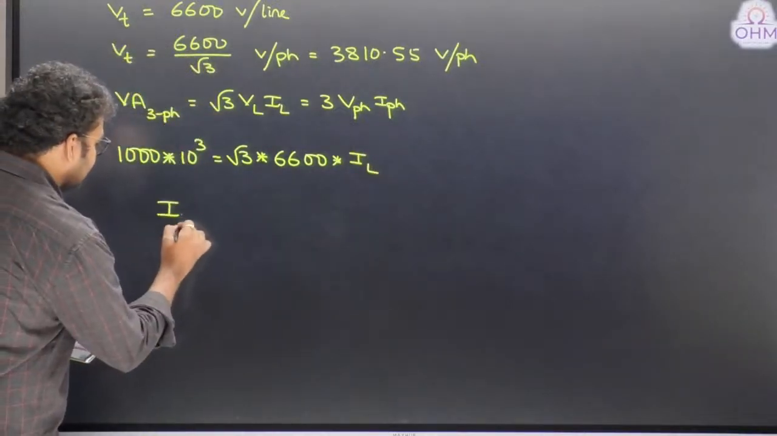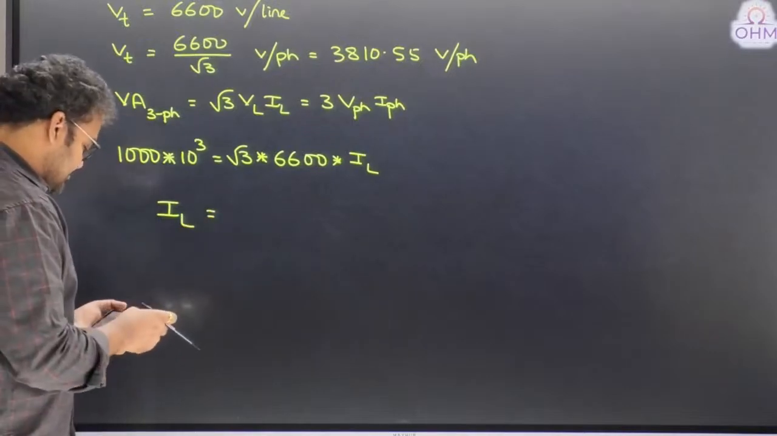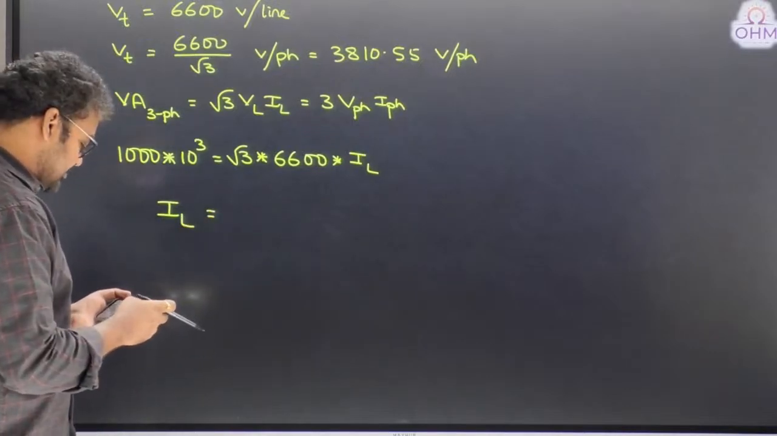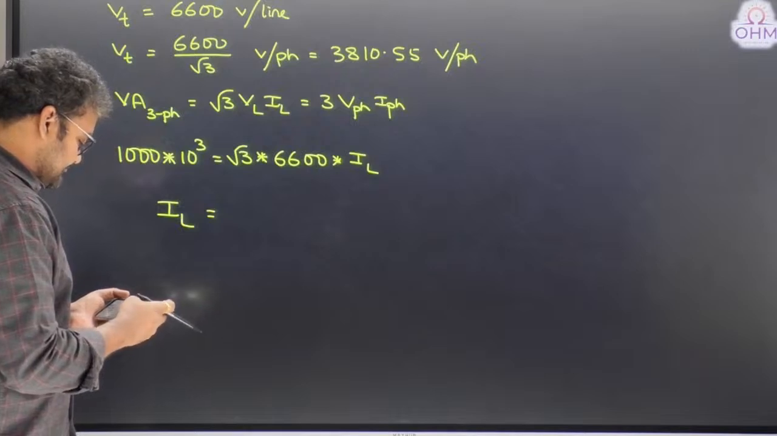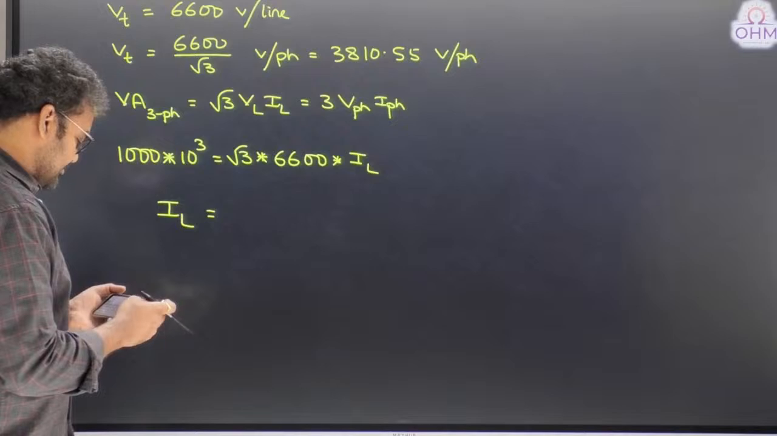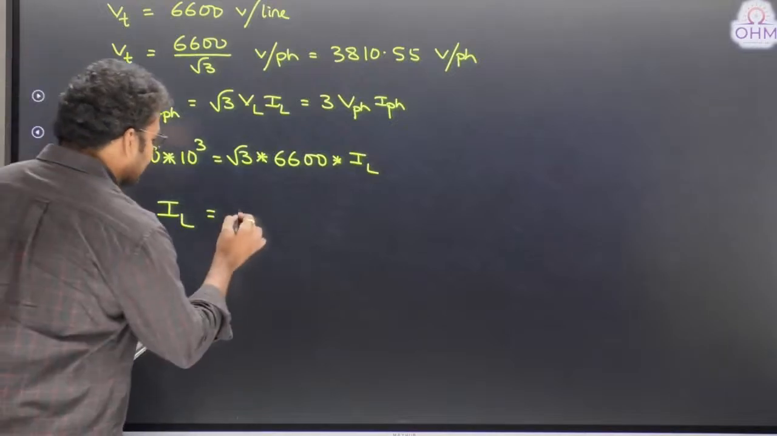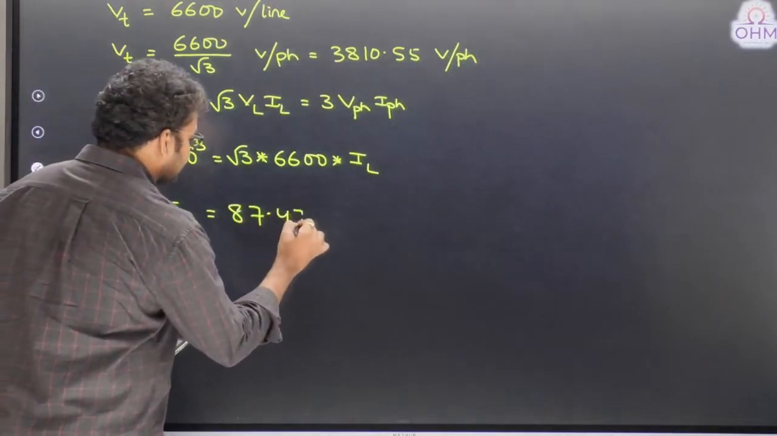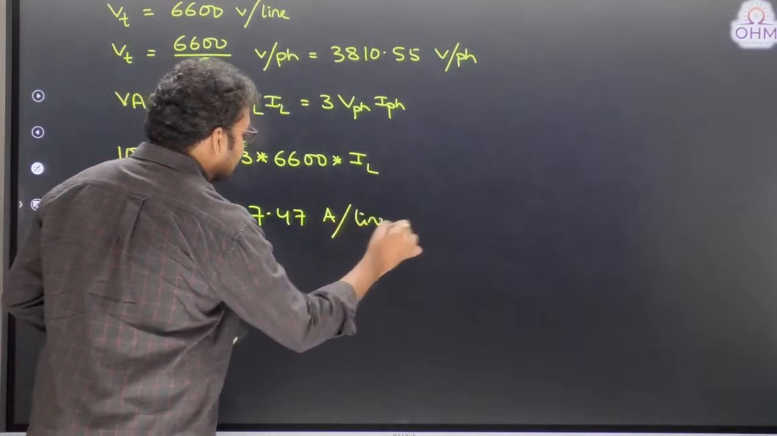So therefore, the line current you can calculate. So let me do it. 1000 into 10 power 3 divided by 6600 divided by root 3. So I'm getting 87.47 ampere. This is a line current, guys.